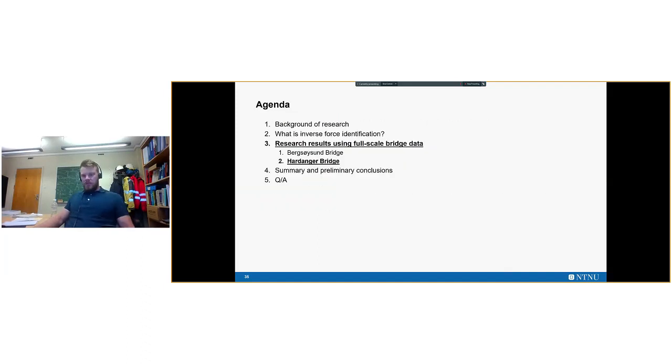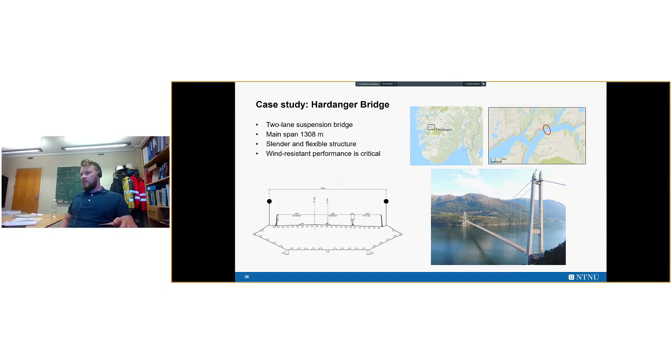So now we move on to some results from another bridge, the Hardanger bridge, and this is a quite different type of bridge. It's a 2-lane suspension bridge with a main span of 1.3 kilometers, and with these large spans, the excitation from the wind is of course very critical. The bridge also has a very slender design, which makes it very flexible.